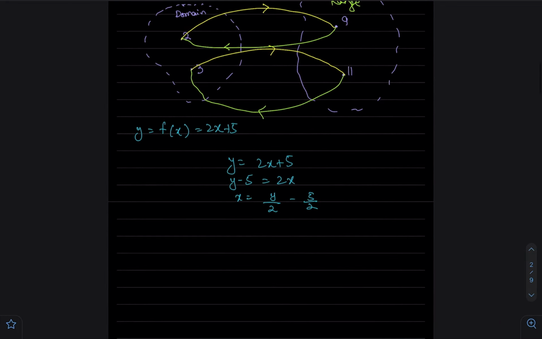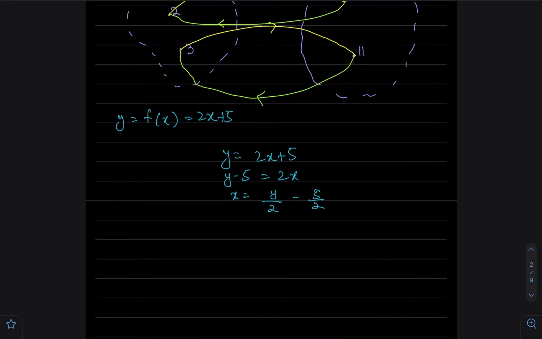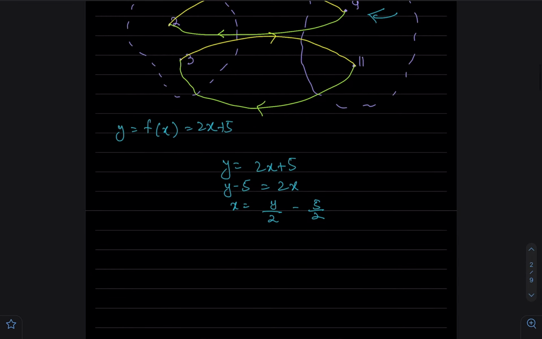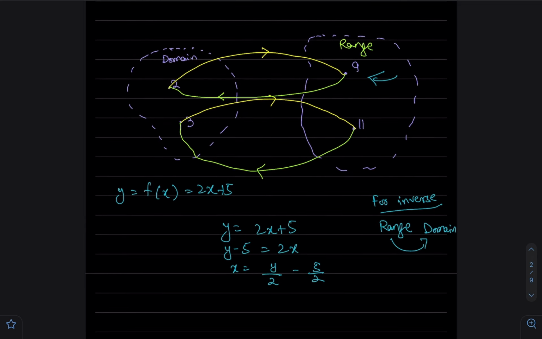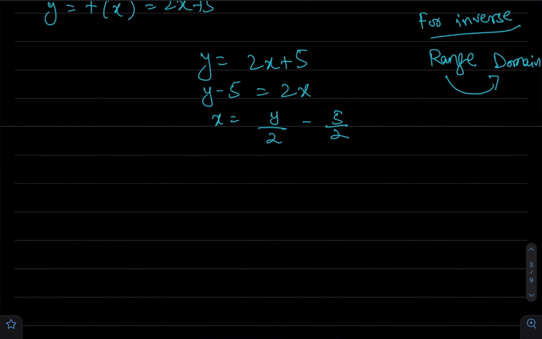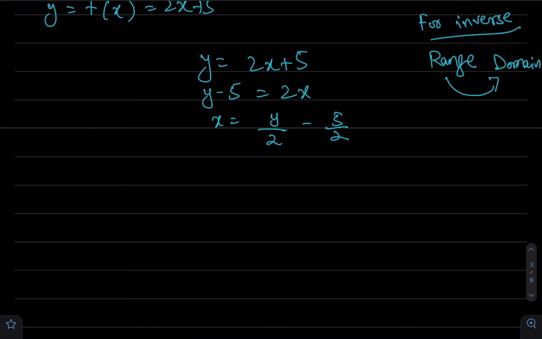Now let's try inputting our 9 into this function. Because we're going to input this number, this is our input. Now the range is now the domain. The range is now the domain for the inverse function. For inverse functions, the domain of the function is the range of the inverse of that function, right? And similarly, the range of the inverse function is the domain of the normal function. We'll discuss more about that in a moment, but for now we've got this inverse function, which is x equals y over 2 minus 5 over 2.